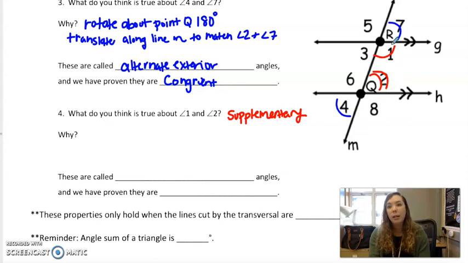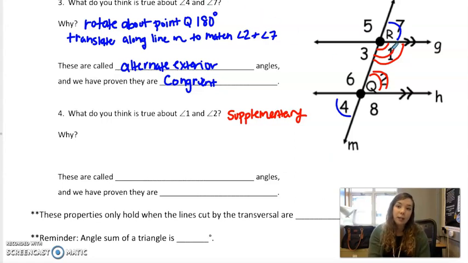And if I was really being careful, I would actually make this one even more since I already have 2 angles marked with 1 mark. And so let's talk about what is supplementary. So supplementary means they add to 180, so linear pairs are supplementary.